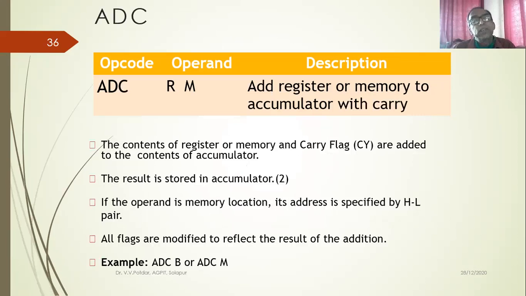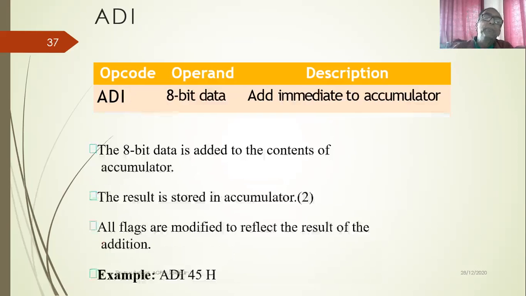ADC is the next instruction. Opcode is ADC. Operand is R or M. Add register or memory to accumulator with carry. So that C stands for carry. The contents of the register or memory and the carry flag are added to the contents of the accumulator. The result is stored in the accumulator. If the operand is a memory location, its address is specified by the HL pair. All flags are modified to reflect the result of the addition. Example is ADC B or ADC M.